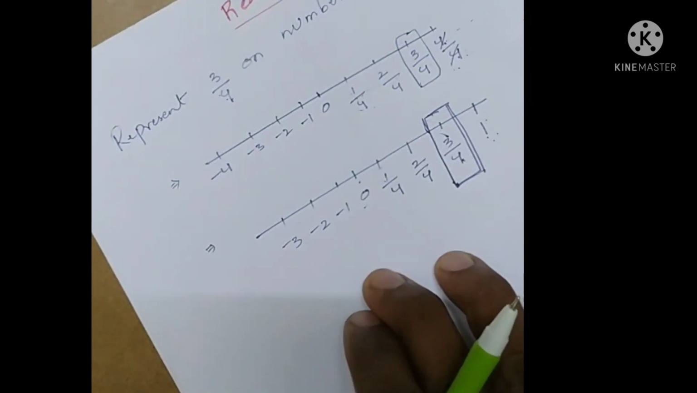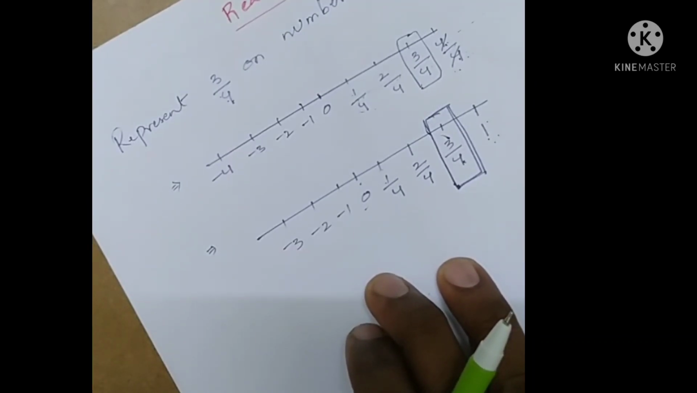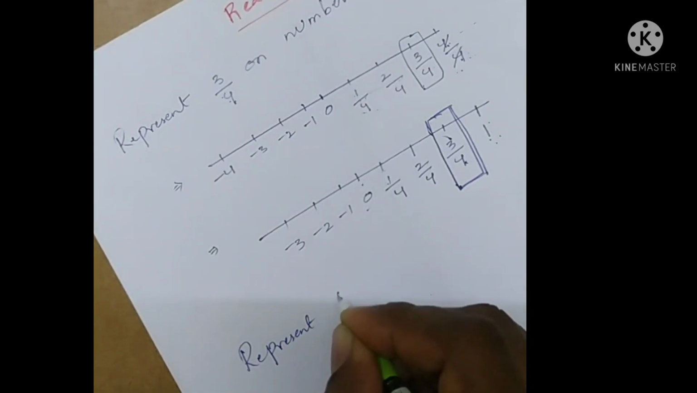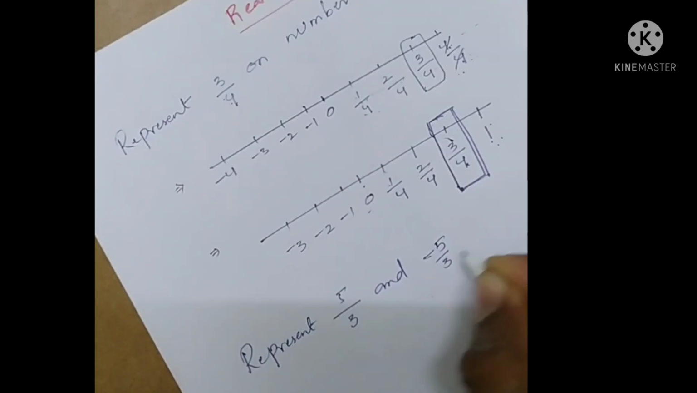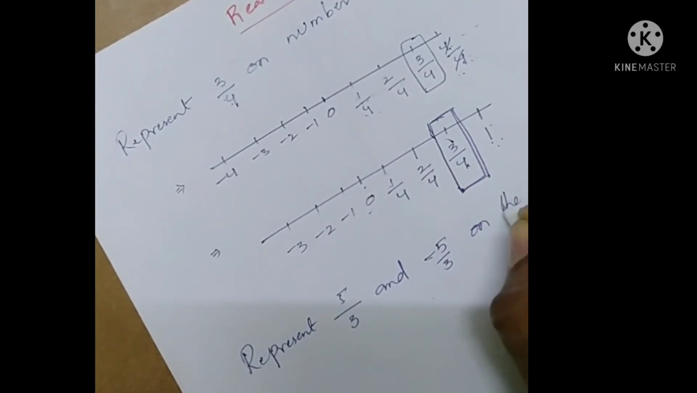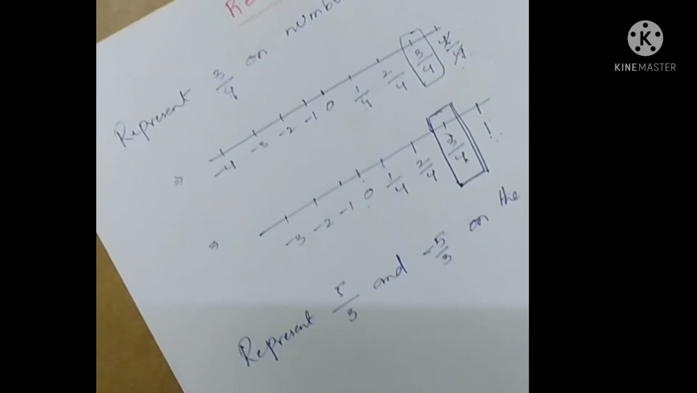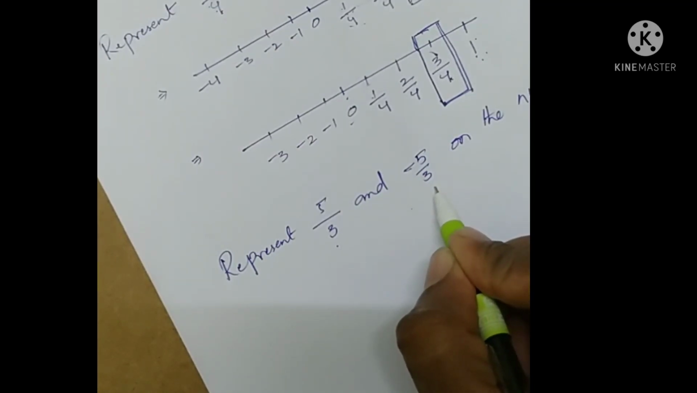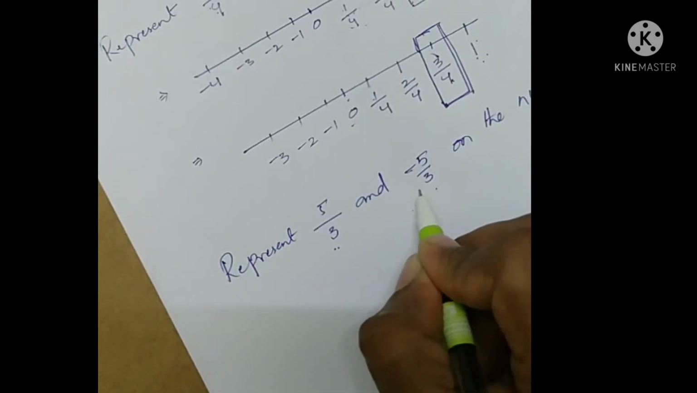Next one. This is example 1. Represent 5 by 3 and minus 5 by 3 on the number line. So this is a positive fraction and this is a negative one, right? This is a positive rational, this is a negative rational.